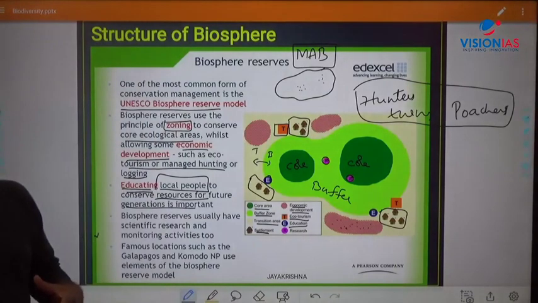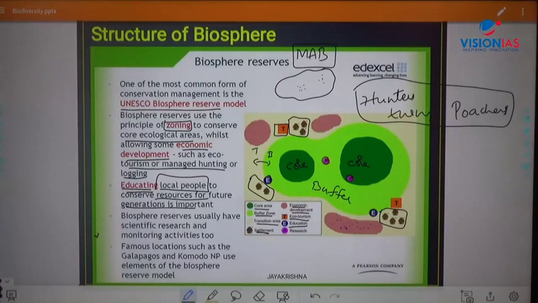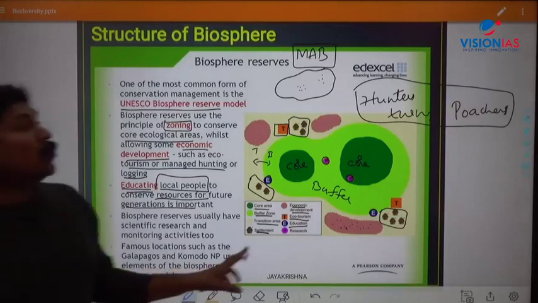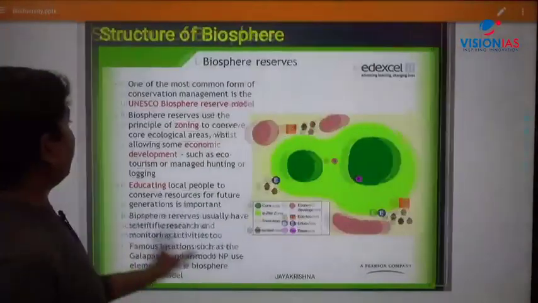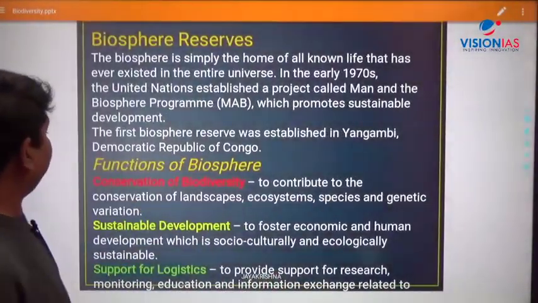What is research? Research is where the people are allowed to discover something, to invent something new there. Whereas education is where the knowledge that already exists is demonstrated, and people are allowed there for that. That is what educational tours are, right? This is about the core, buffer and the transition zone.